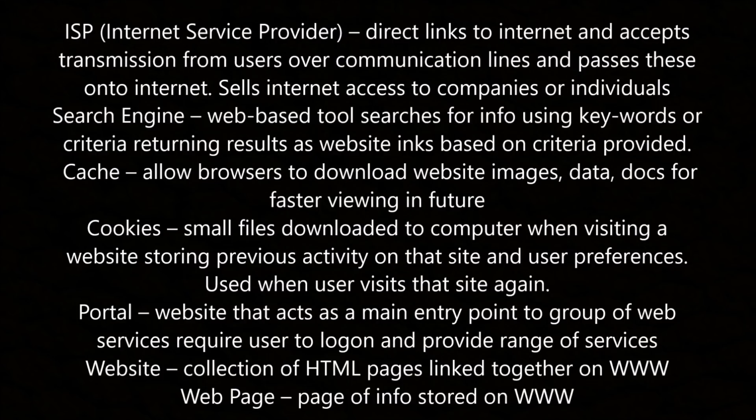ISP or Internet Service Provider is directly linked to the Internet and accepts transmission from users over communication lines, and then passes these on to the Internet. They sell Internet access to companies or individuals. A search engine is a web-based tool searching for information using keywords or criteria, returning results as website links based on criteria provided. Cache allows browsers to download website images, data, and documents for faster viewing in the future. Cookies are small files downloaded to a computer when visiting a website, storing the previous activity on that site and user preferences.